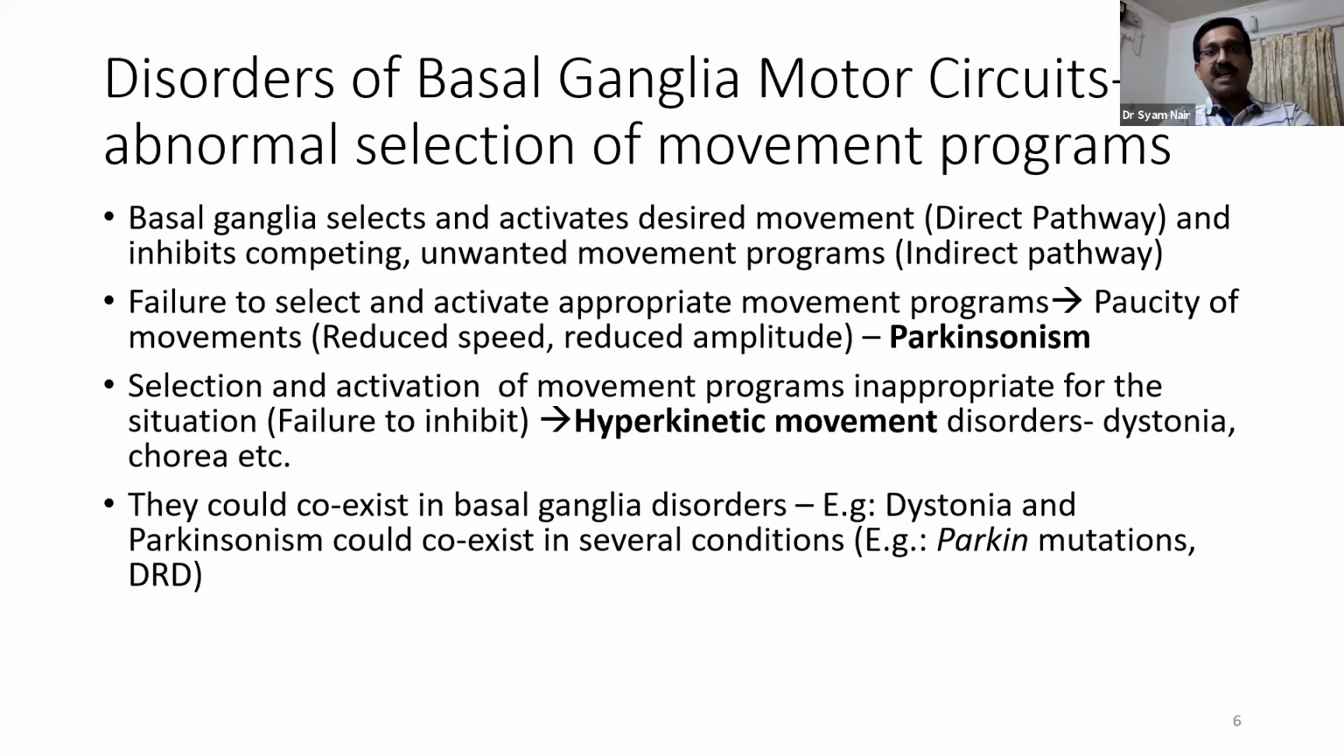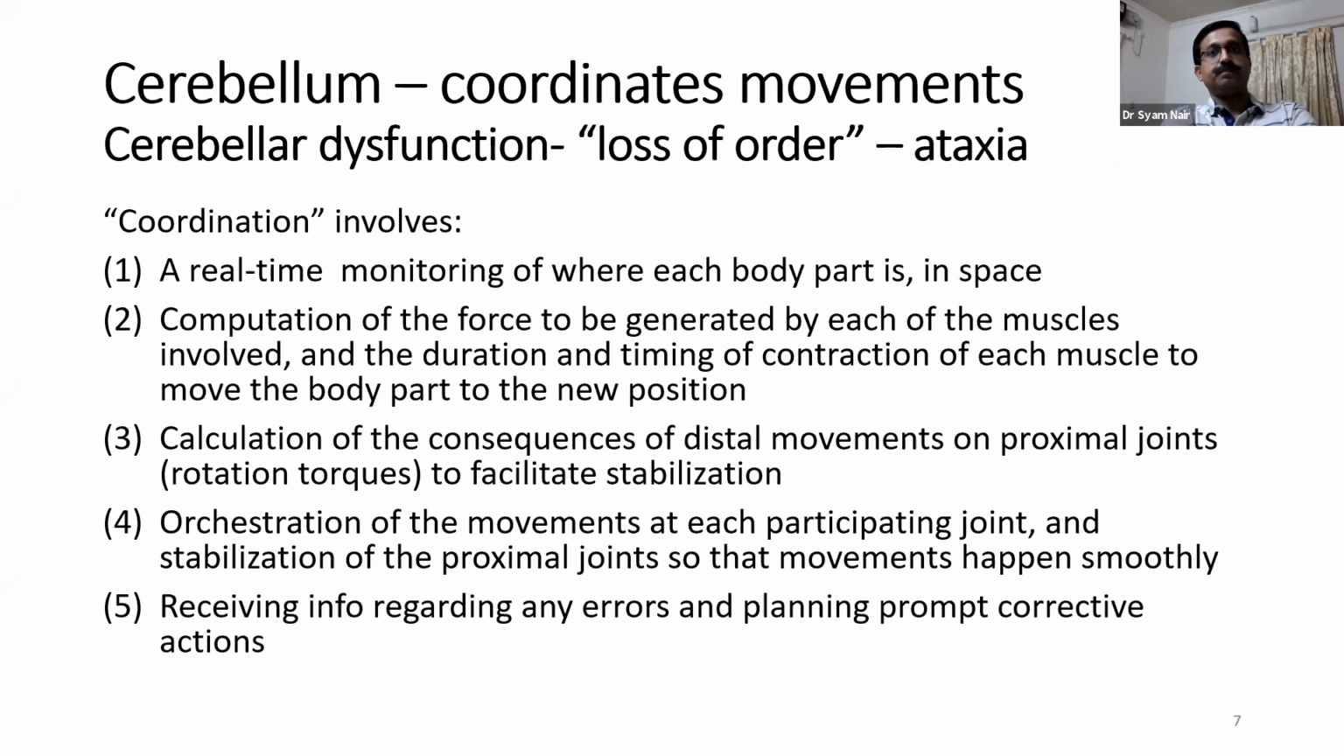So failure to select and activate appropriate movement programs leads to paucity of movements, that is reduced speed and reduced amplitude, what we classically call Parkinsonism. While selection and activation of movement programs inappropriate for the situation, that is failure to inhibit the unwanted movement programs, leads to hyperkinetic movement disorders like dystonia, chorea, etc. And in many basal ganglia disorders, hyperkinetic and hypokinetic movement disorders coexist. For example, dystonia and Parkinsonism could coexist in several conditions. We know Parkin mutations and dopa responsive dystonia. These are conditions where there is a coexistence of hyperkinetic movement disorders along with Parkinsonism.